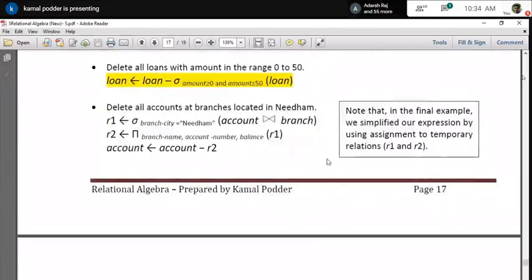Delete all accounts at branches located in Nidam. How do I do that? Say account and branch, I have joined them because in the account relation maybe the branch city is not there. Then select all those accounts which have this branch city. Then I have got R, and this R I have to delete from my relation.